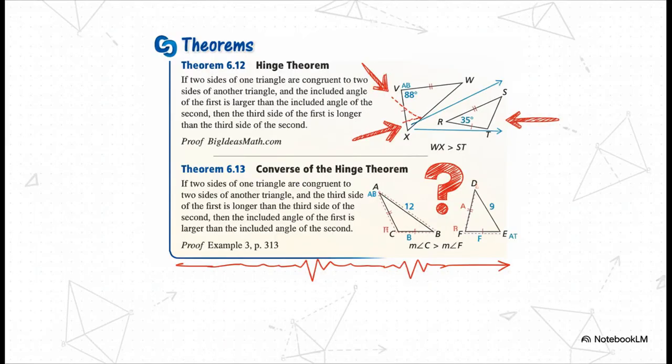And check this out. This visual shows it perfectly. See those little tick marks? They tell us that both triangles have two sides that match. But just look at the angles between them. One is a wide 88 degrees, and the other is a much smaller 35 degrees. Because 88 is bigger than 35, the hinge theorem guarantees, no question about it, that the side across from it, WX, has to be longer than the other side, ST.